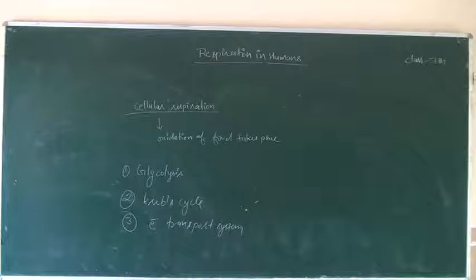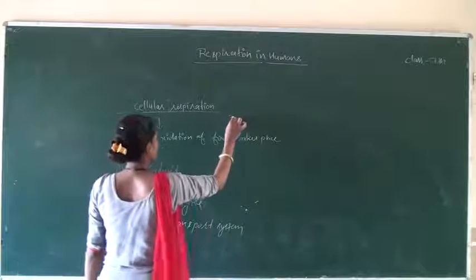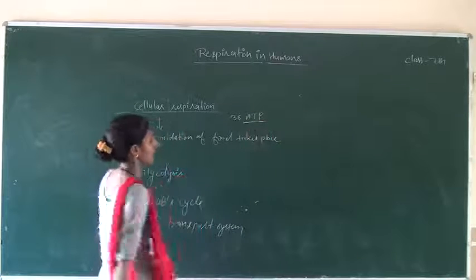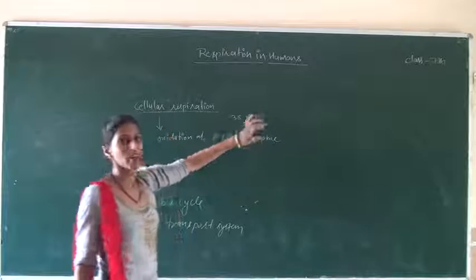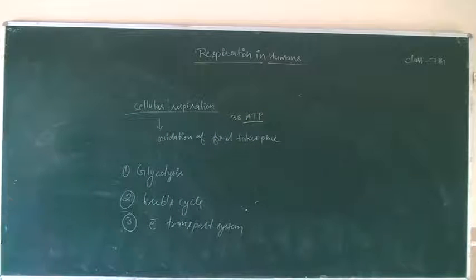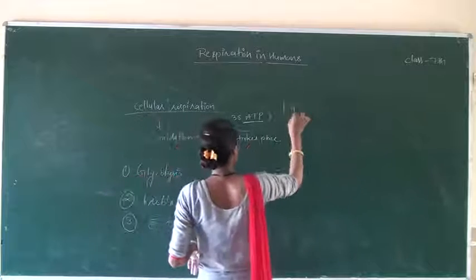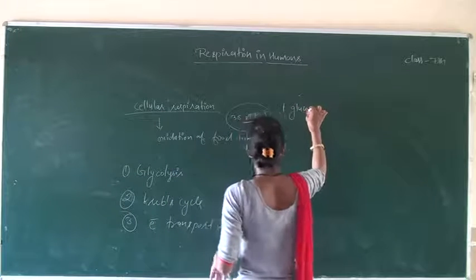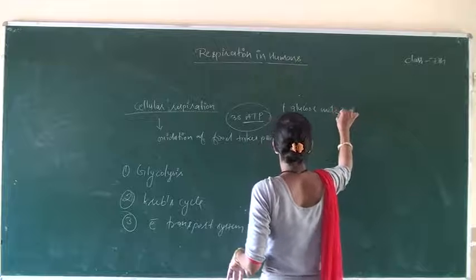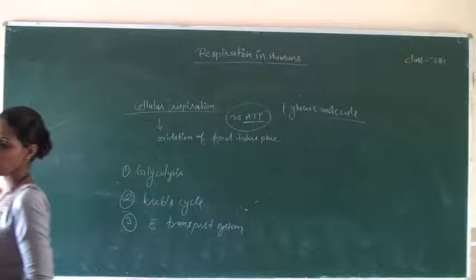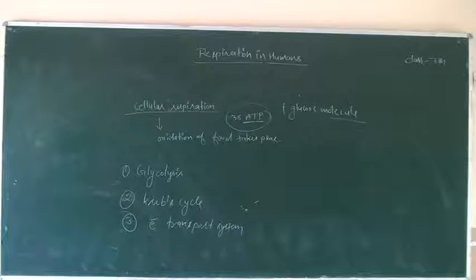The net gain of ATP molecules during respiration is 38 ATP molecules. ATP means adenosine triphosphate. A total of 38 ATP molecules are generated from one glucose molecule.